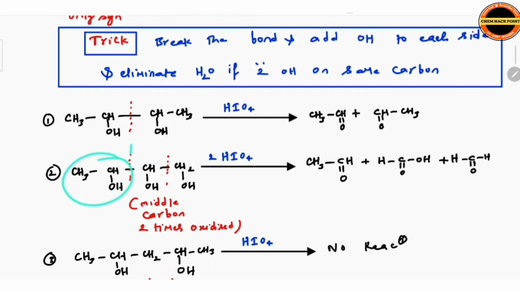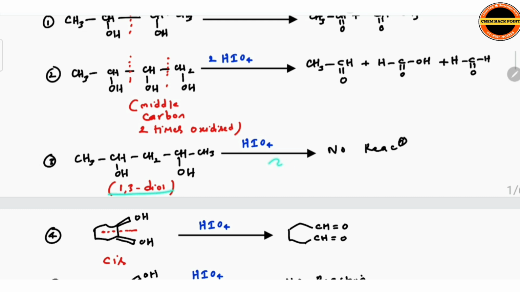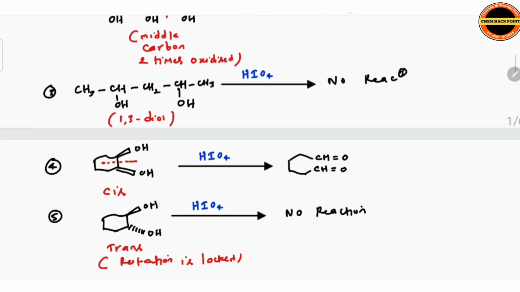Here also the same. Break this bond. Here OH, here OH, here OH. So here two OH groups are added to the CH. The middle carbon is oxidized two times, so that is converted into carboxylic acid instead of aldehyde. Here aldehyde, aldehyde, two aldehydes. But the middle carbon is oxidized two times because this side we get OH, this side also OH. So overall two OH groups we are adding to this. Hence carboxylic acid is formed. 1,3 diols show no further reaction with HIO4.